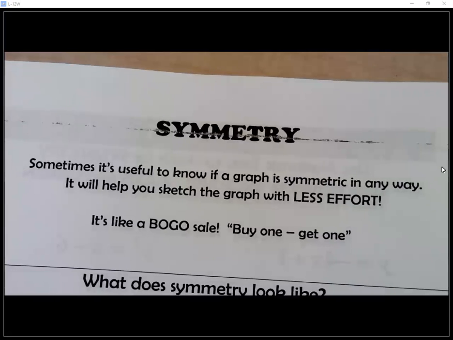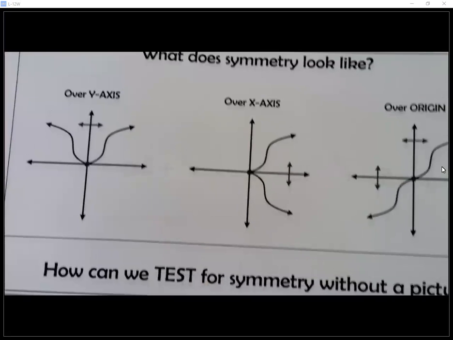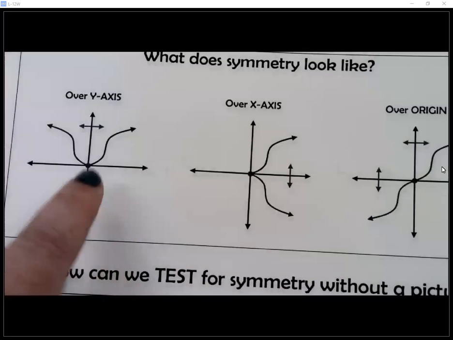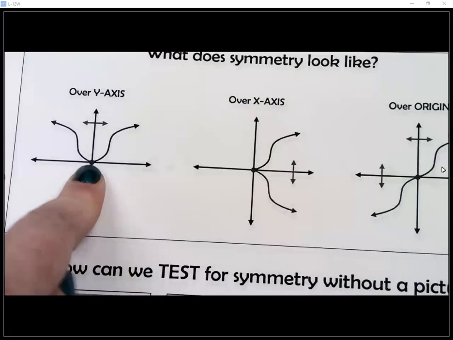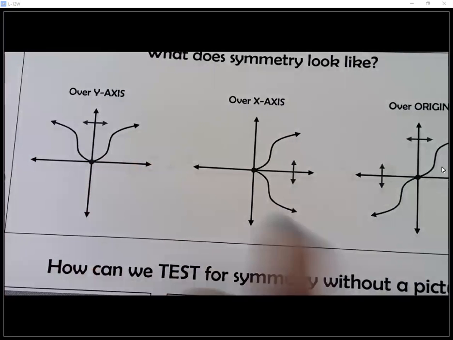Let's look in this first box. What does symmetry look like? If you take a look at the first graph, here's a graph that we would say has symmetry over the y-axis. So if you literally were to fold your paper on the y-axis, those two pieces of the graph would match up exactly. You agree? Perfect. Then we have symmetry over the x-axis.